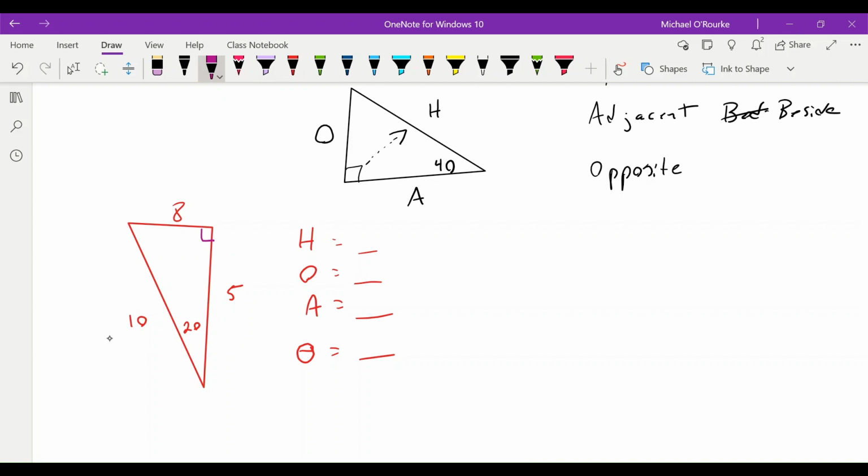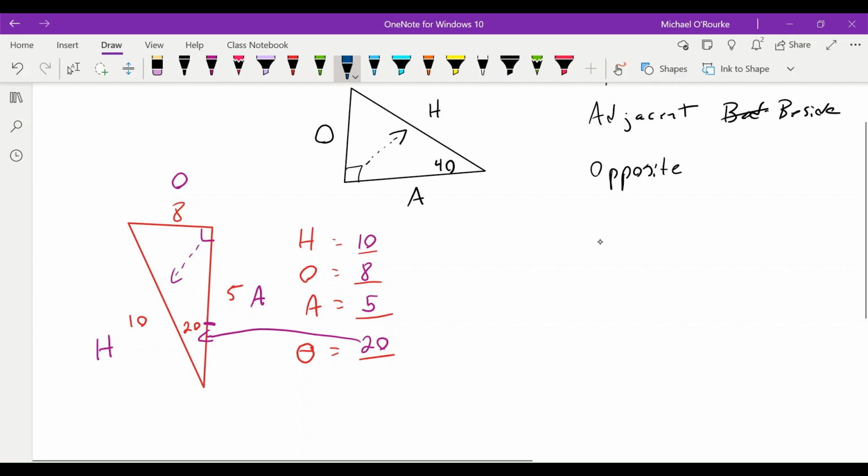So the first thing we do is we're going to label it. So first thing I do is I label my H. Actually, no, I'll do this one in front of you. So there's my H. Now my adjacent is beside the angle or touching the angle. So this is touching this side. That angle is touching this side. This is my A, and this is going to be my O. Then I'm going to fill this in. My H is 10. My O is 8. My adjacent is 5. And my theta is 20. Theta is just a fancy word for angle. Okay?